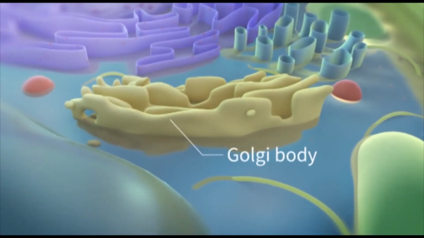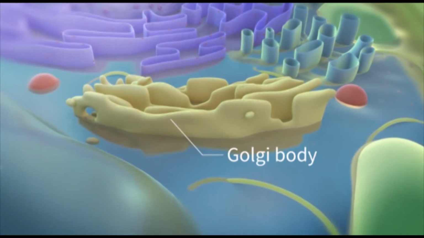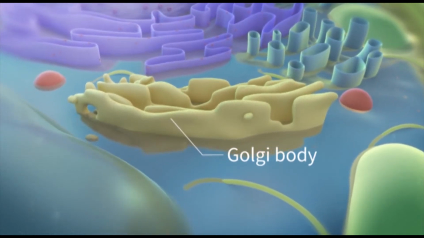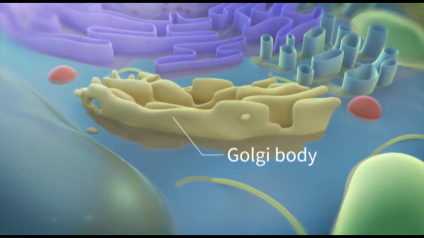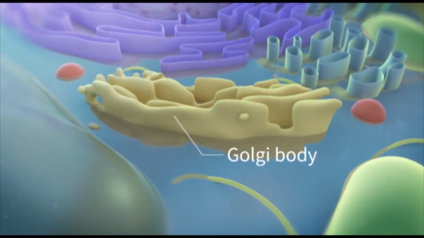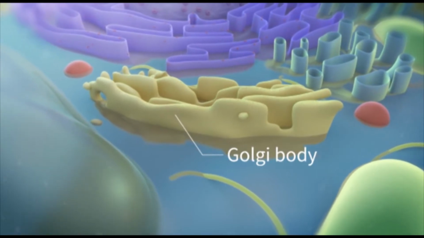Golgi body or Golgi complex is an organelle in eukaryotic organisms. It is important in transporting molecules to different parts of the cell. It moves substances from the endoplasmic reticulum to their destination.